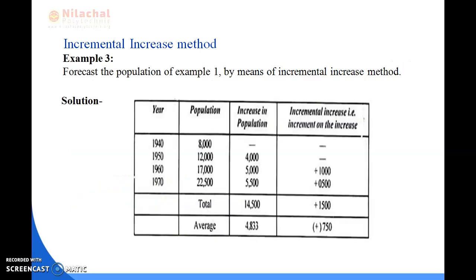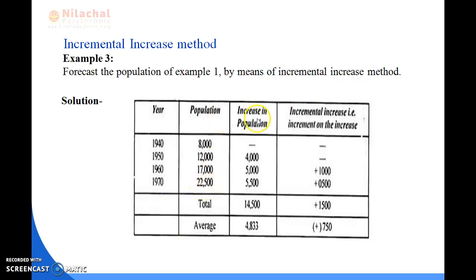We will do the same problem that you were given in the arithmetical increasing method. In the year 1940 the population is 8,000, in 1950 the population is 12,000, in 1960 the population is 17,000, and in 1970 the population is 22,500.